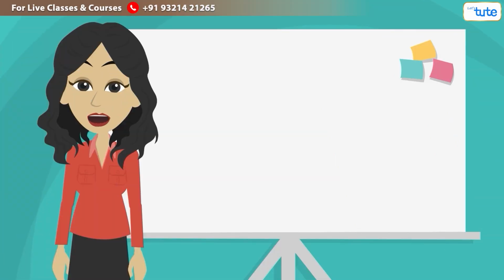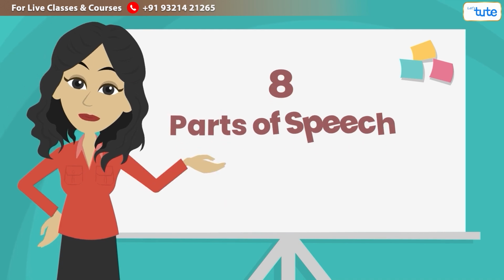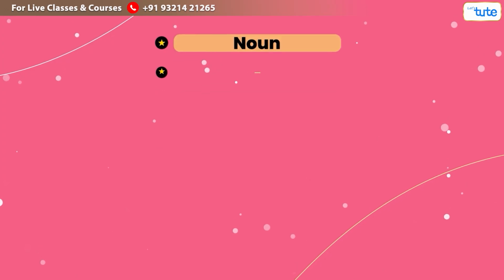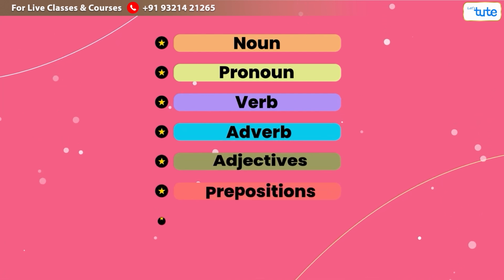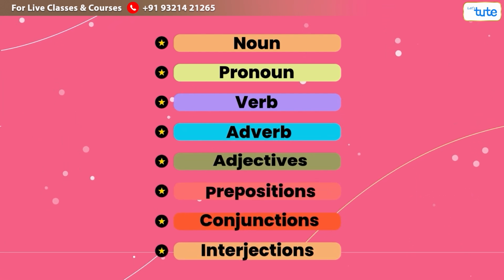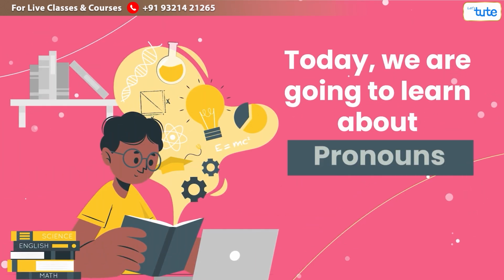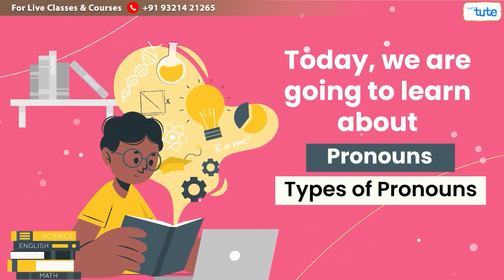As we have seen in our previous video, there are 8 parts of speech. They are noun, pronoun, verb, adverb, adjectives, prepositions, conjunctions and interjections. Today we are going to learn about pronouns and types of pronouns.